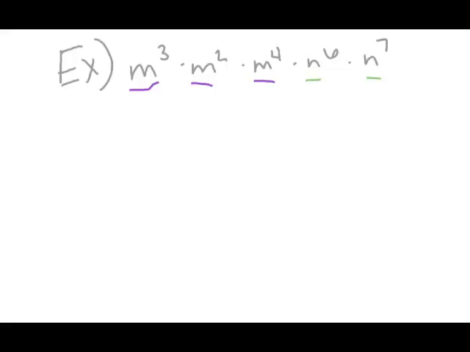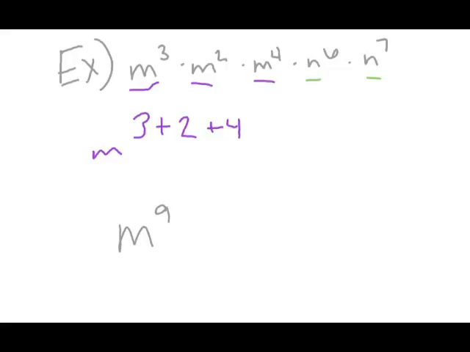So to get our answer, we do the m's first. We add the powers of the m's, which is 3 plus 2 plus 4. All right? So 3 plus 2 plus 4, that'd be 9. So the answer would be m to the 9.